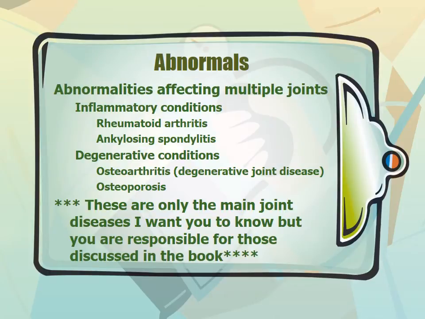All right, abnormals. Abnormalities affecting multiple joints. Remember that I want you to be sure that you understand inflammatory conditions including rheumatoid arthritis and ankylosing spondylitis, degenerative conditions like osteoarthritis and osteoporosis. These are only the main joint diseases I want you to know, but you know that you're responsible for those that are discussed in the book.